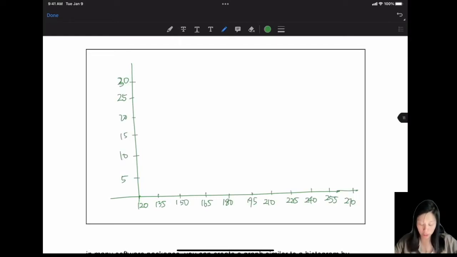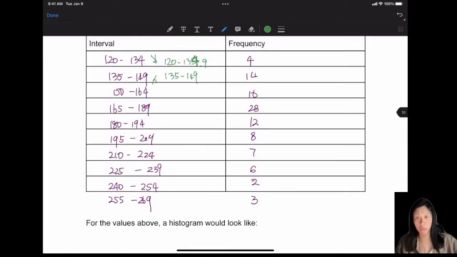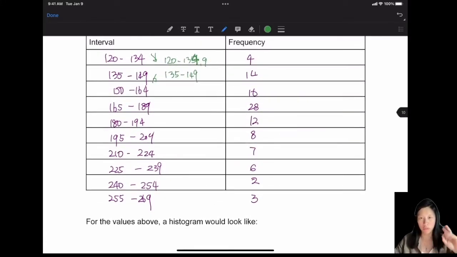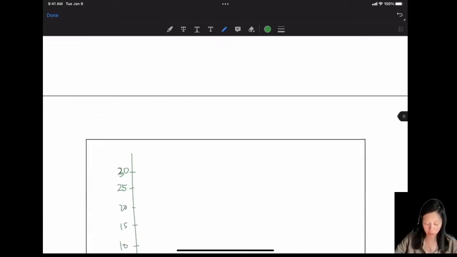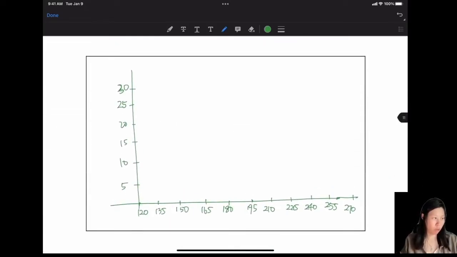Okay, now we can look at our data and start. Remember the left-hand side rule. The first group has 4 frequencies, so we can draw a bar of height 4 from here to here. Remember, you don't include the right side, you only include the left side. Represent the data from the left to the right.